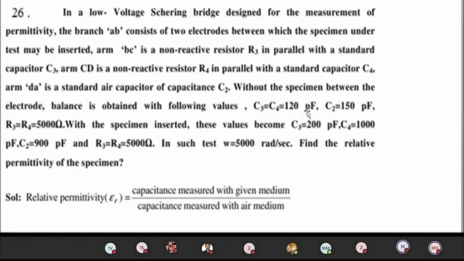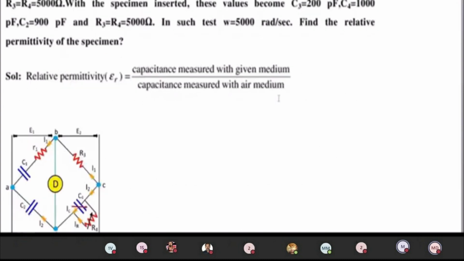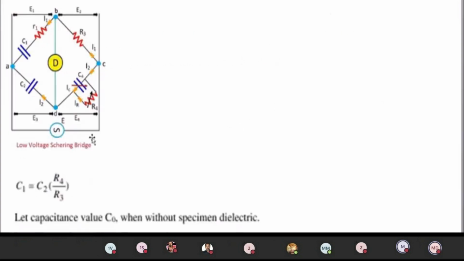So two conditions are given, one without using the specimen and the second one after using the specimen. And if you see the formula, relative permittivity is equal to capacitance measured with the given medium, so here the medium is the specimen, divided by capacitance measured with air medium, that is without specimen. So these two have been already given. Indirectly we have to calculate.